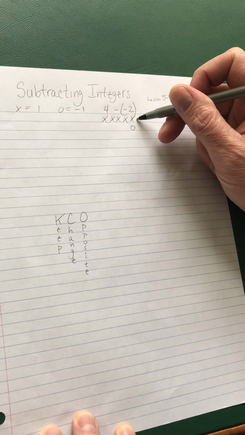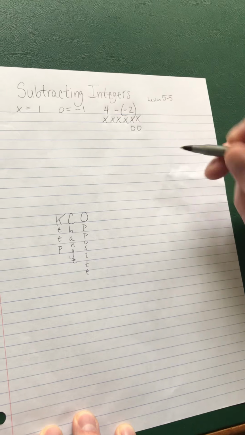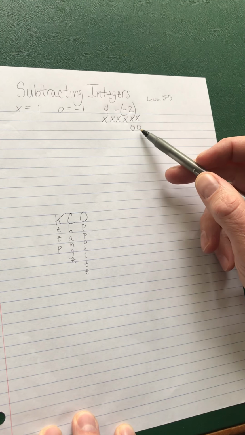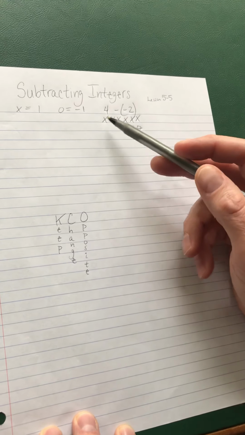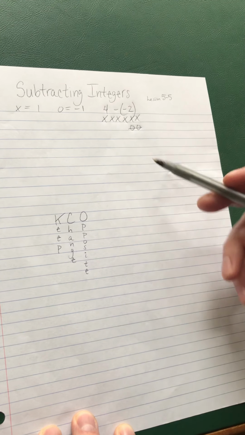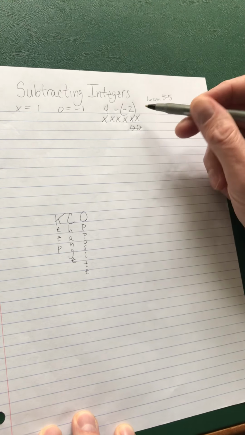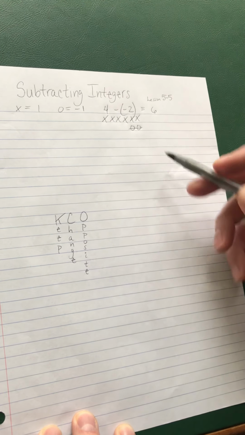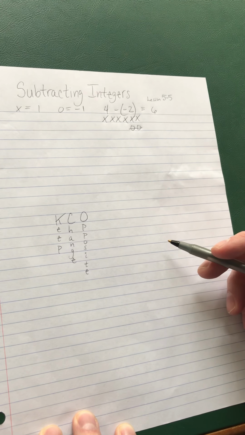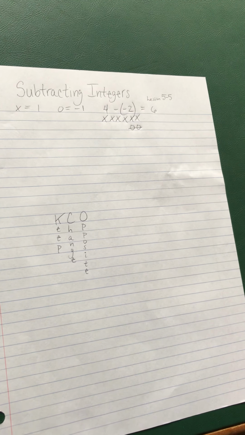So we need 2 o's to subtract. So we'll add one more 0 pair. And now I can subtract my -2 or my 2 o's. And you can see that 4 minus -2 is equal to 6, because you've got 6 x's here. All right, let's try one more with the counters.